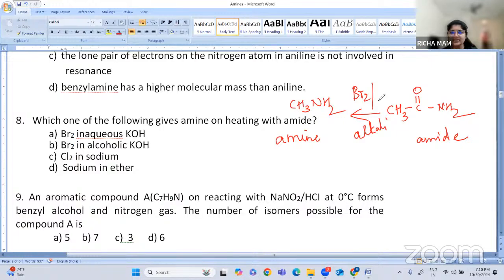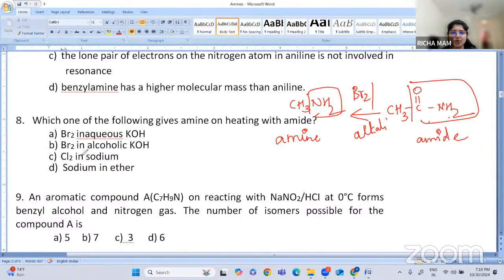Which name reaction is it? Where we convert an amide group into an aniline, that is an amine. That is your Hoffmann bromamide degradation, right? From your amide, you're converting into amine. So this is a Hoffmann bromamide degradation.